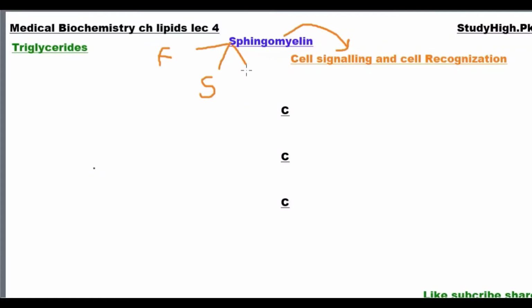Phosphatidylcholine, or phosphate group derivative. The phosphate group of phosphatidylcholine is involved in formation of sphingomyelin. First of all, I will show you the structure of sphingosine. What is the structure of sphingosine?